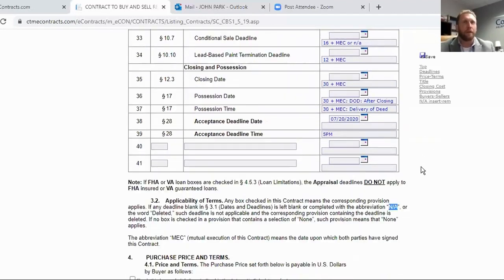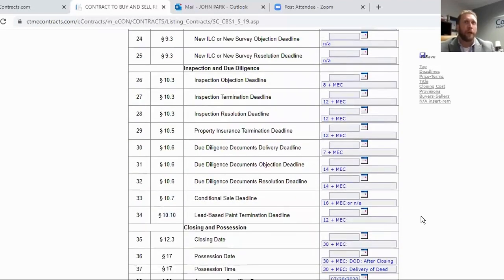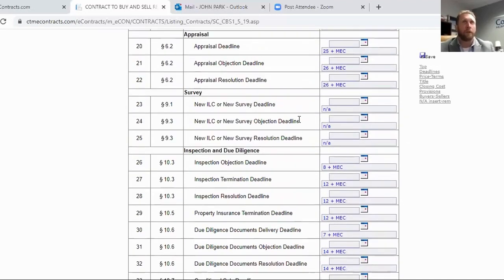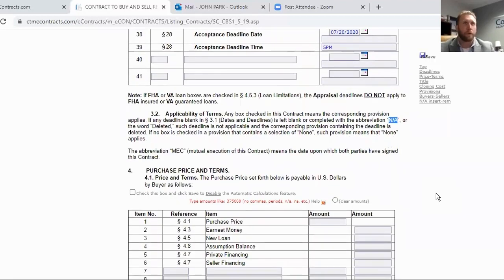Yes, correct. The important thing is make sure you double check section 3. That's why when we started that, I said this is the most important section of the contract, as the fact that if none or NA is present in one of those boxes, it will automatically remove that section from the contract. Correct. Yes. Perfect. Let's go to paragraph 4, purchase price and terms.